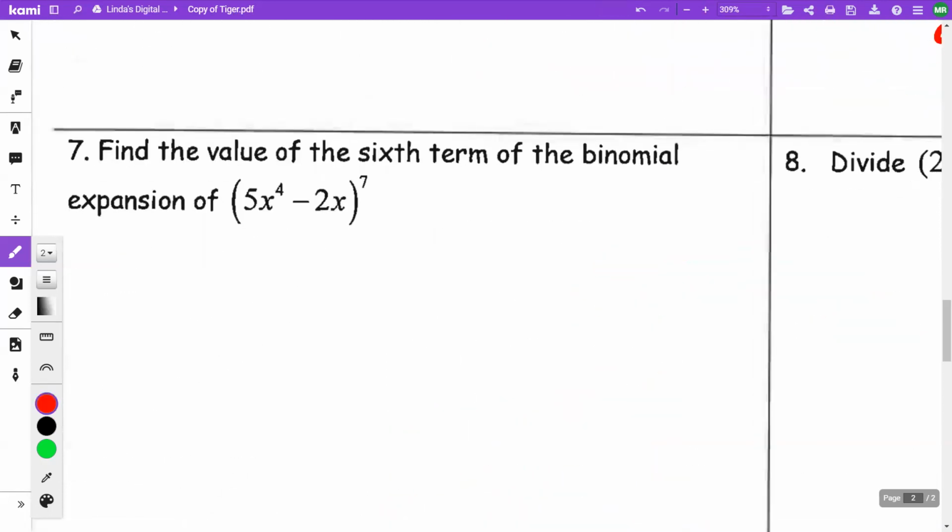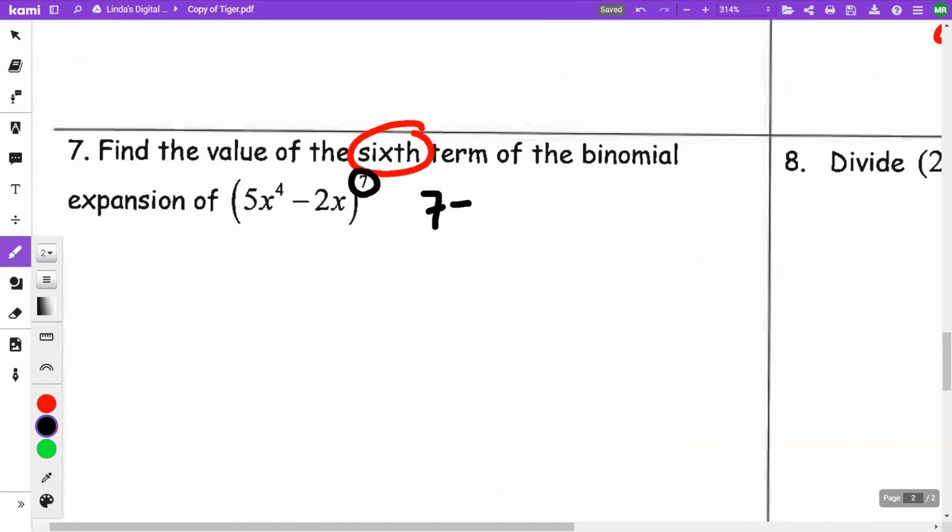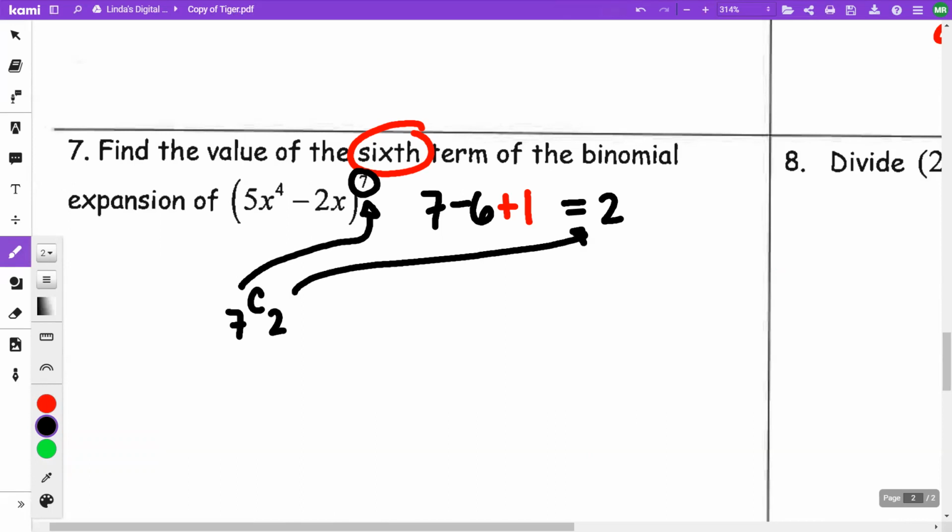On 7, we're trying to find one term in this. We're trying to find the 6th term. So what we do is we take our power, which is 7, minus our term, which is 6, and then we always add 1. And when I do that, I end up with a 2. So since this is a 7 here, I'm going to have 7 choose 2 because of that 2. And then that's going to be times 5x to the 4th raised to the 2nd because of this 2 and this 2.